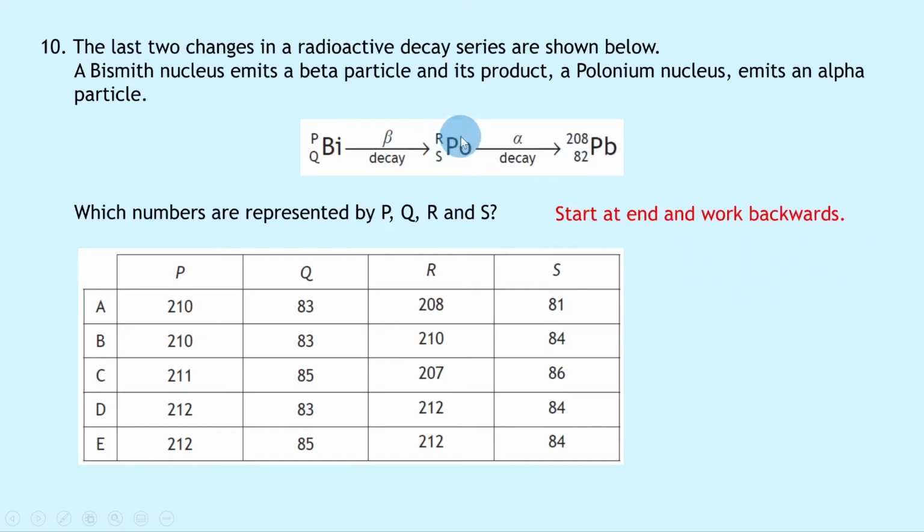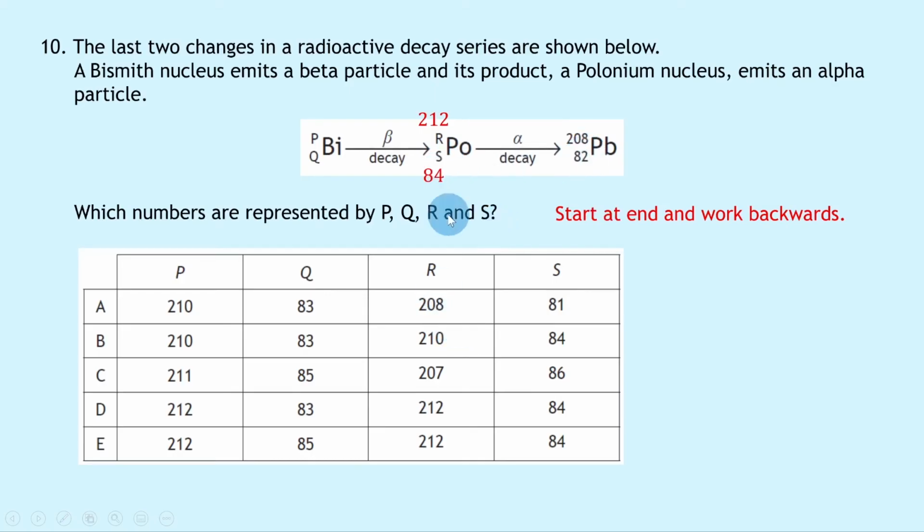So if we think about polonium undergoing an alpha decay here, remember an alpha decay will subtract 4 from the mass number and subtract 2 from the atomic number. So that means that R must decay by 4 to get to 208. So to get from 208 back the way to R, then we need to add 4. So we end up with 212 for that number. Similarly for the atomic number, we said that's going to decrease by 2. So S needs to decrease by 2 to get to 82. So to work back the way from 82 to S, we need to add 2, so we go from 82 to 84.